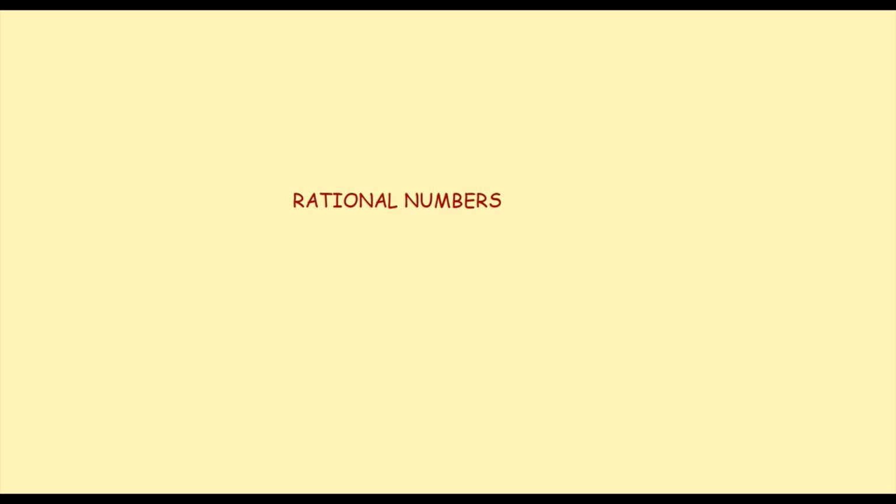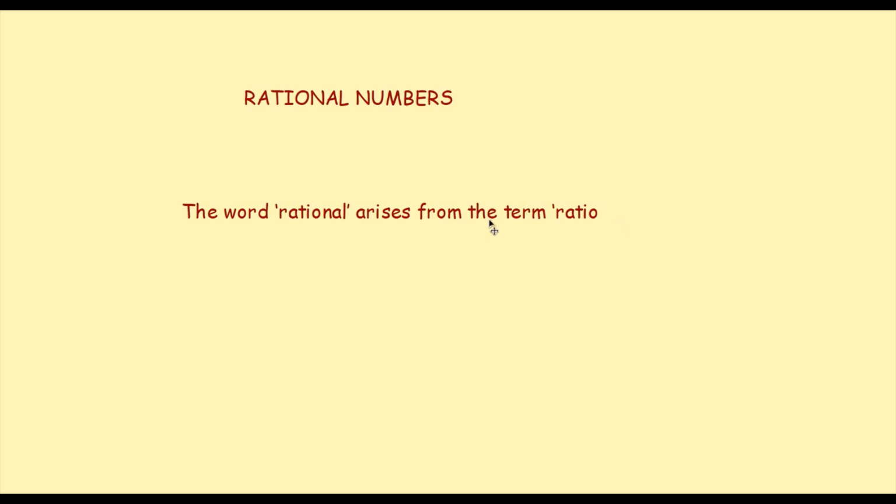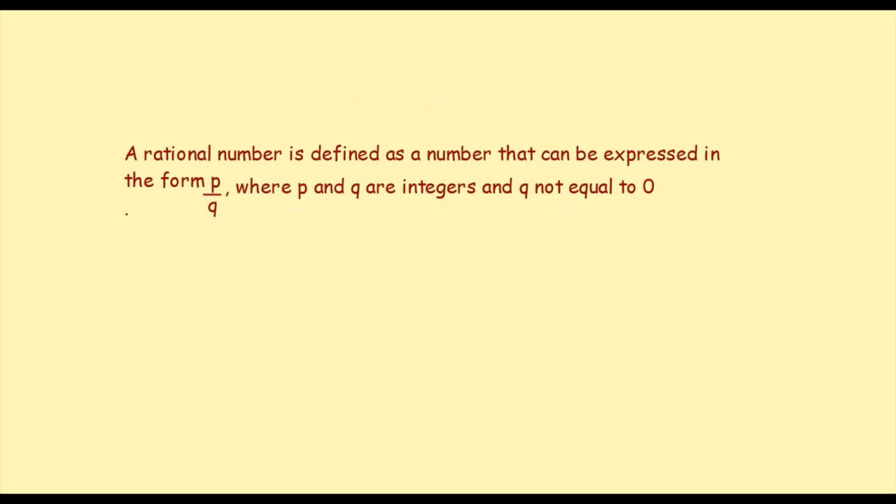The word rational arises from the term ratio. You know the ratio 2:3. This 2:3 we can also write as 2/3. So this form we can call rational numbers. In general, a rational number is defined as a number that can be expressed in the form p/q, where p and q are integers and q is not equal to 0.